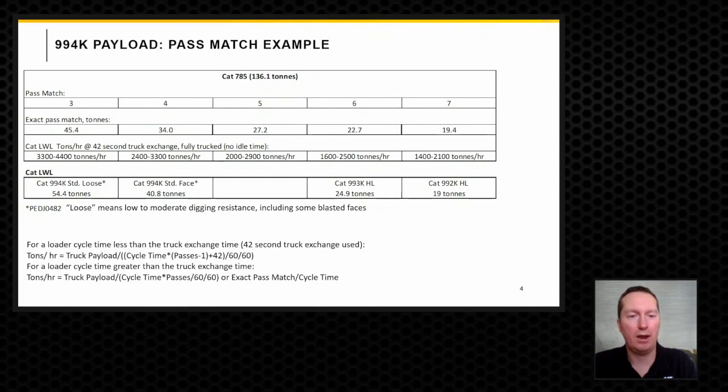So there's some gray area, and this is where I'm going to introduce the idea of let's collaborate on this and figure out what the right payload is for this machine for the job that you need it to do. So there is potential to get beyond that 4-pass match using the 785, for example, but then you've got to get it all the way up to that 45.4 or 50 U.S. ton payload.